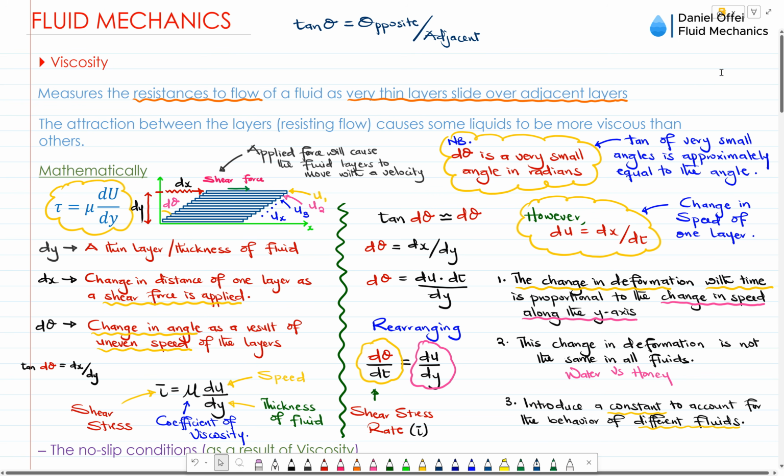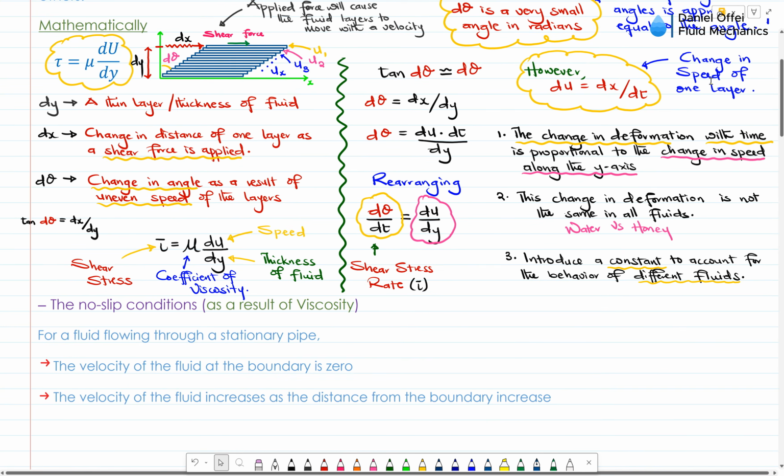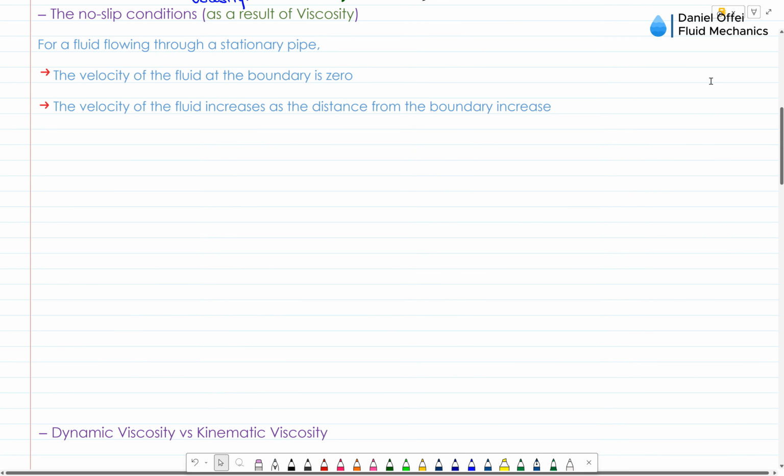Once you've been able to establish that formula, let's move on to a condition called the no-slip condition, and this occurs as a result of viscosity. Let's visualize a fluid that is flowing through a pipe.